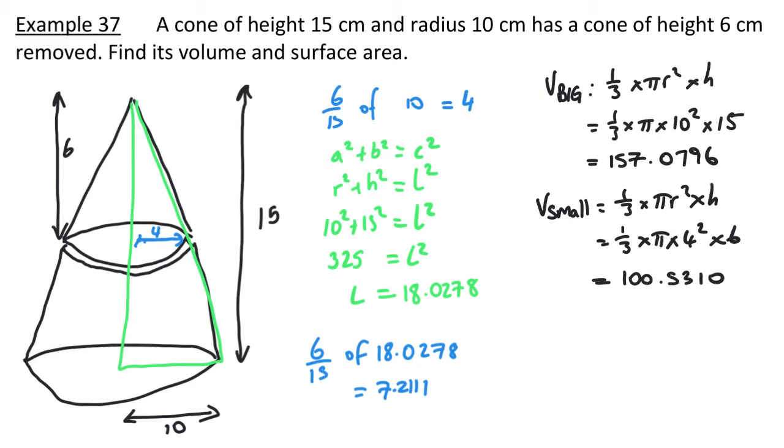100.5310. So the volume of the frustum is the difference between the big and the small, and because the top has been removed, it's just the bottom volume that we're looking for. That's going to be 56.55 centimeters cubed to 2 decimal places.